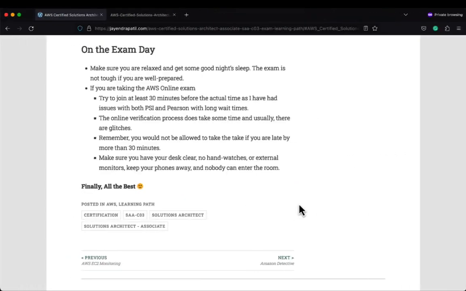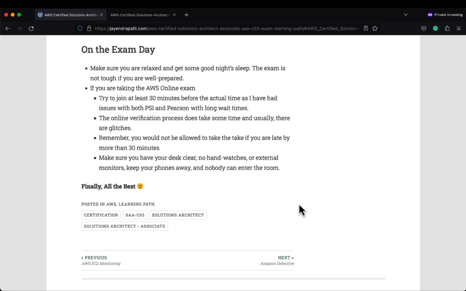Make sure you are relaxed and get some good night's sleep. Make sure you reach early or log in early, depending upon whether you are taking the exam at a test center or online. If you are taking the test online, please check in early, as the online verification process does take some time and usually there are glitches.